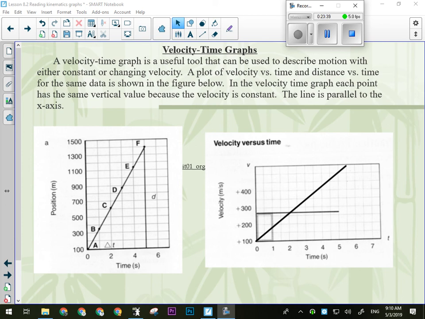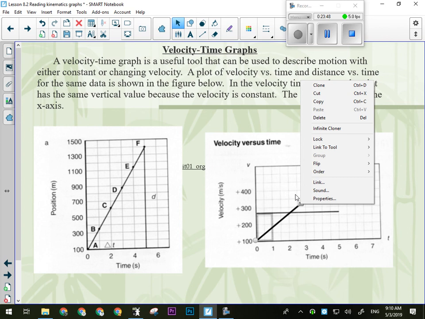Okay, so on this slide, I've got 2 different graphs. The first graph is a position versus time graph, and this one is a velocity versus time graph, and that line shouldn't be on there.